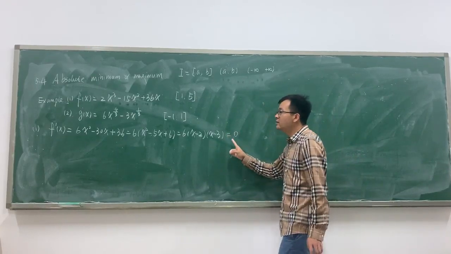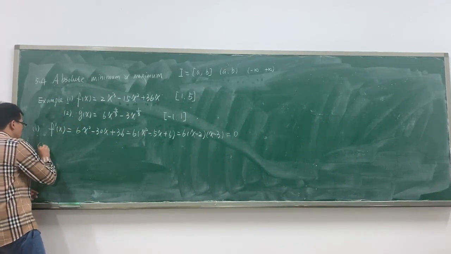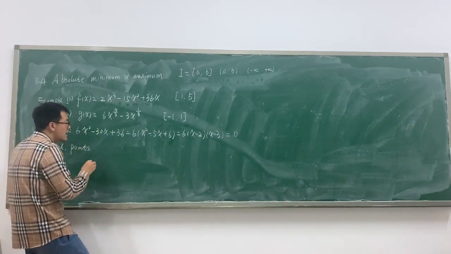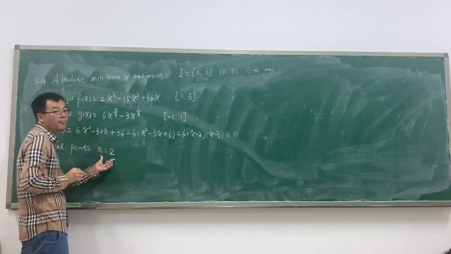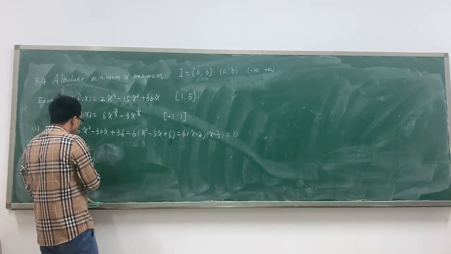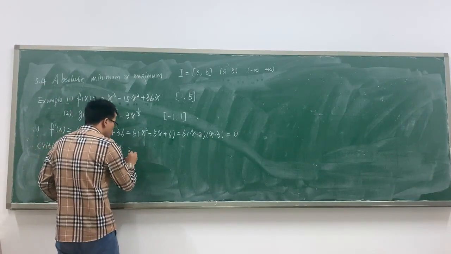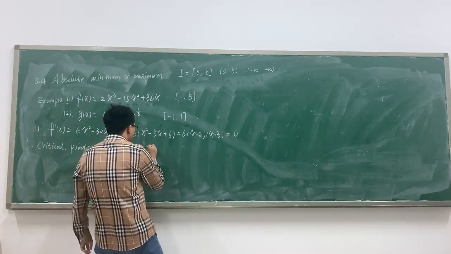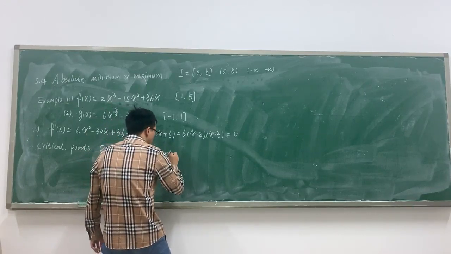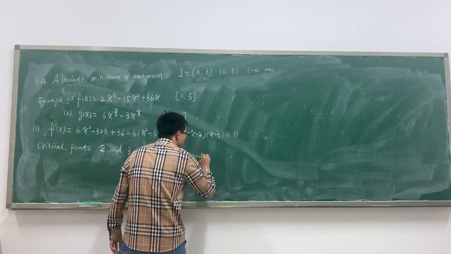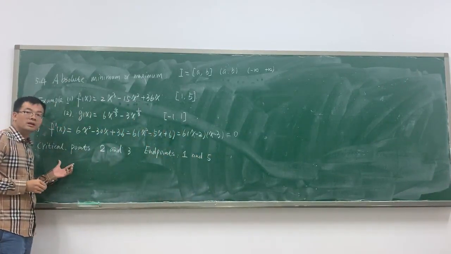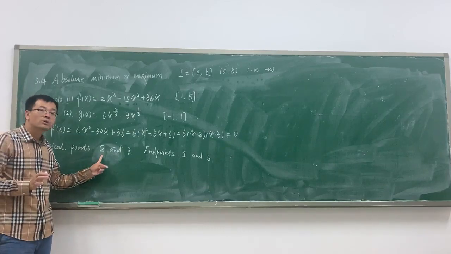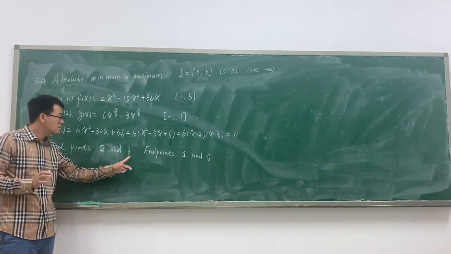So we can find that the critical points are x equal to 2 and 3. The endpoints are 1 and 5. So from here, we have found the critical points and the endpoints. The second step is to evaluate the function at these points.